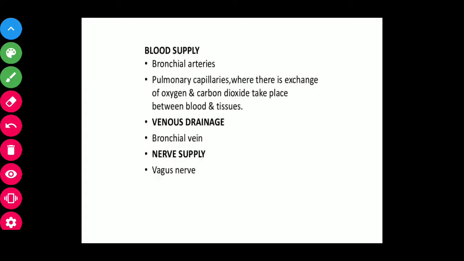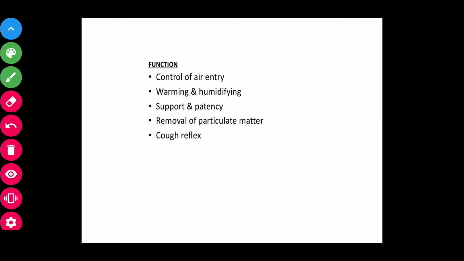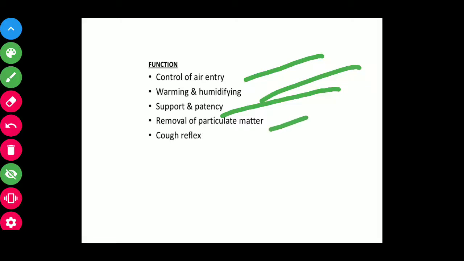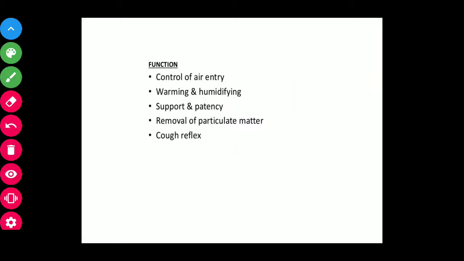The functions of these lungs are control of air entry, warming and humidifying, support and patency, and removal of particulate matter and cough reflexes. So this is about the upper respiratory tract.